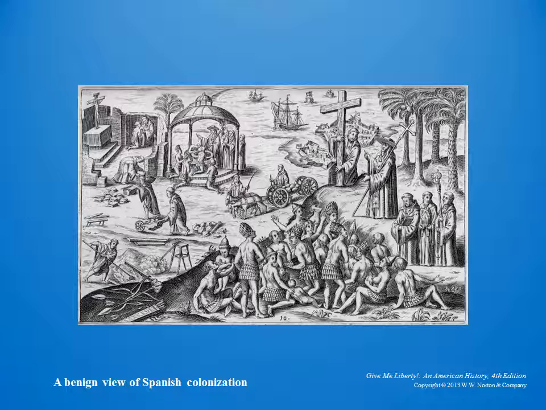This is a benign view of Spanish colonization. It's an engraving from a 1621 book that depicts Spanish missionaries bringing Christianity to a new world, while priests do construction work. A fortified colonial town is also visible in the background.